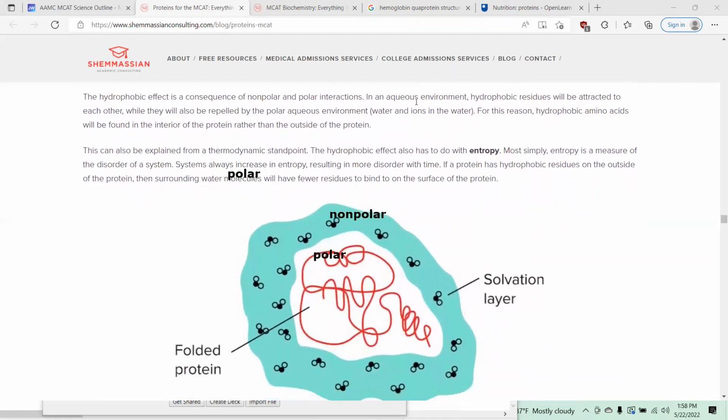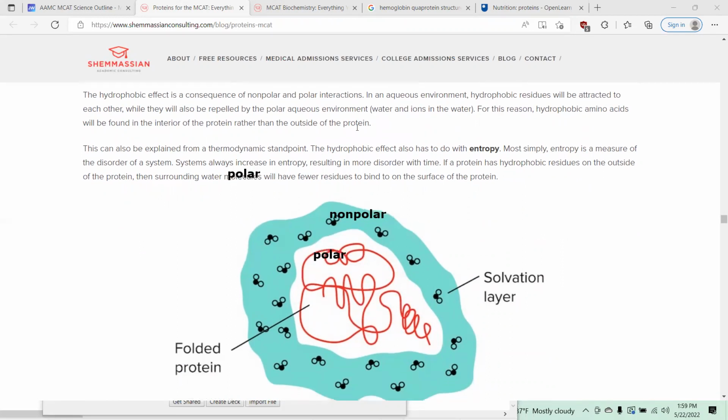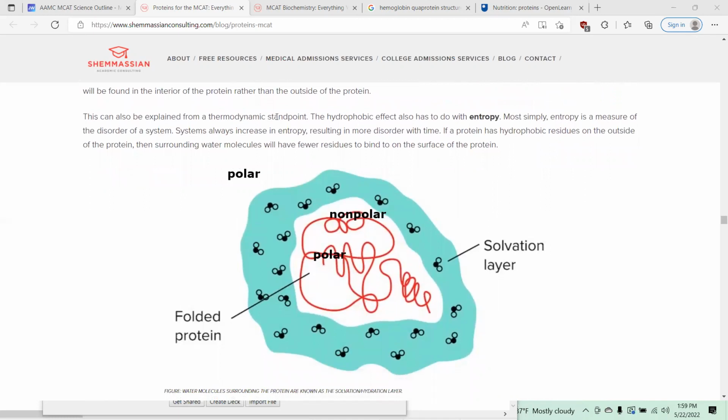hydrophobic residues attract each other. So the hydrophobic residues will be attracted to each other, while they will also be repelled by the polar aqueous environment. For this reason, hydrophobic amino acids will be found in the interior of the protein rather than the outside of the protein. This can also be explained from a thermodynamic standpoint.